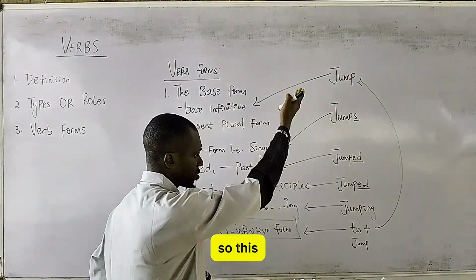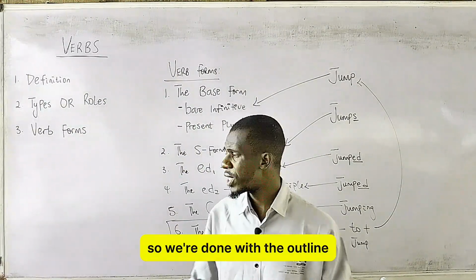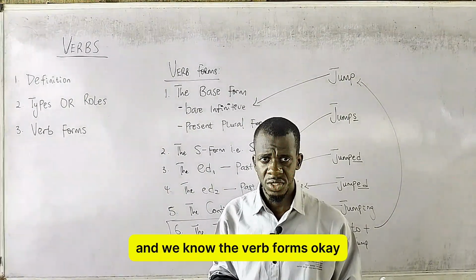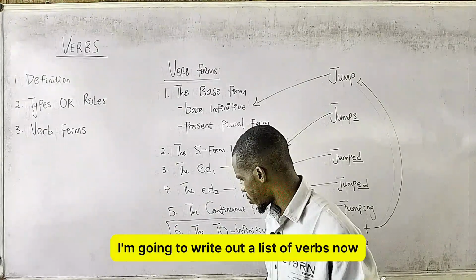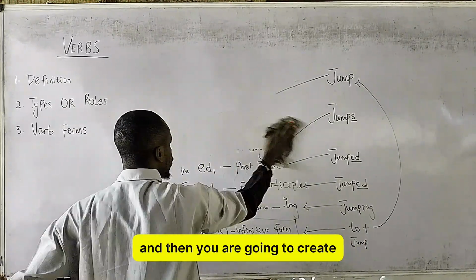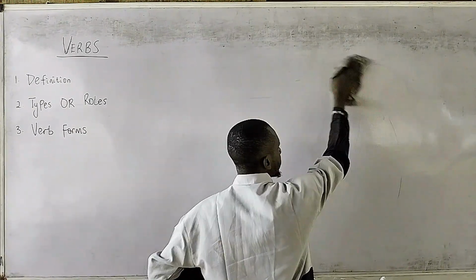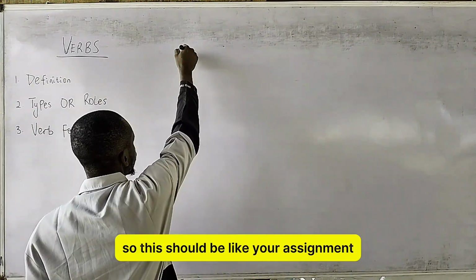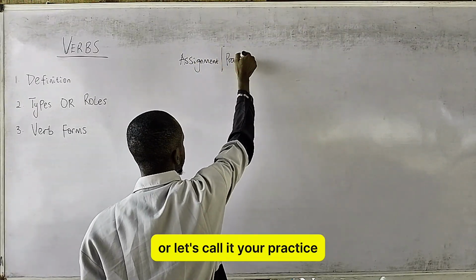So this just explains what we call the forms of the verb. So we're done with the outline. We know the definition, we know the types or the roles, and we know the verb forms. Now I'll need you to do an assignment for me. I'm going to write out a list of verbs now, and then you are going to create a form for each of the basic forms we have, or for the 6. So this should be like your assignment, or let's call it your practice.